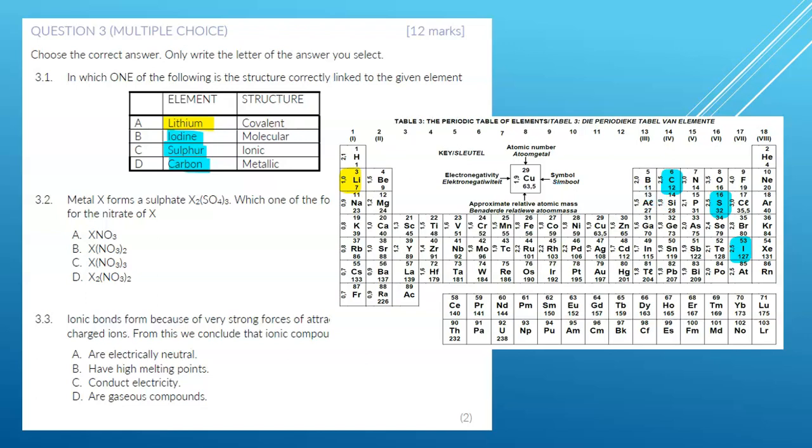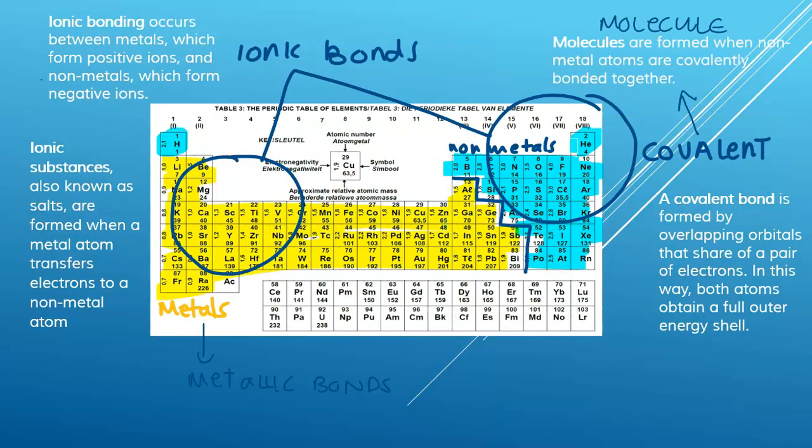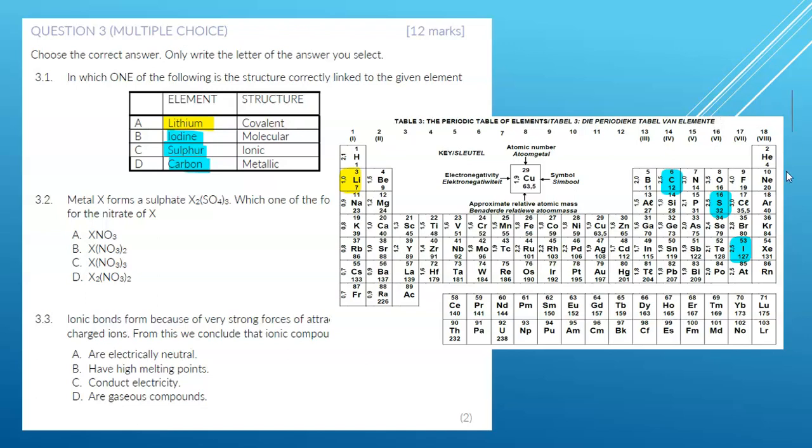Okay, and we know from our little summary, the ones on the right will do covalent bonding, and when we have one left, one right, it will be ionic bonding. But I'm not going to answer that question now.